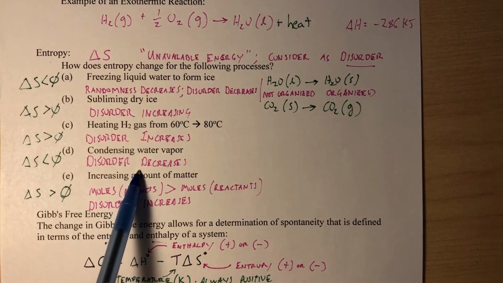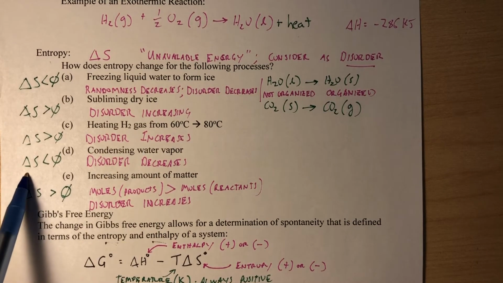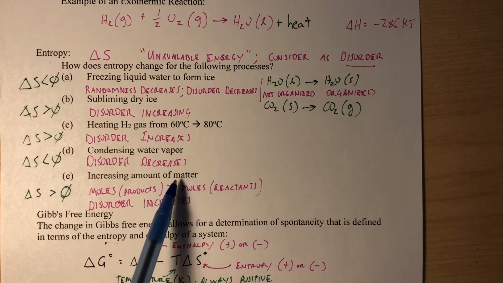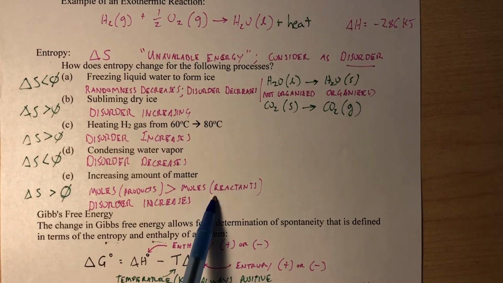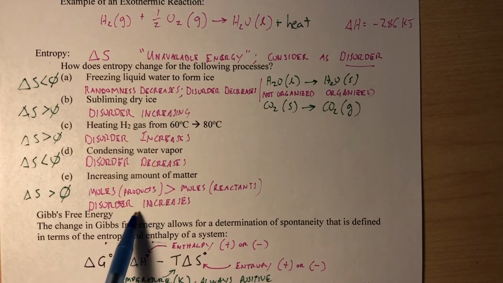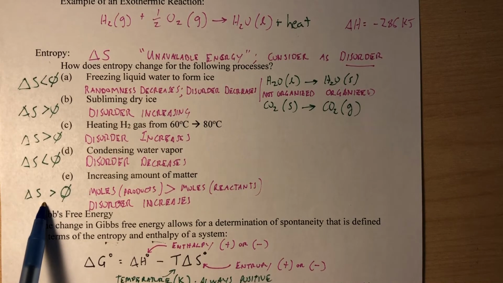If we were to condense water vapor, we're going from gaseous water down to liquid water. So we are creating something that's more ordered, so disorder is decreasing. So delta S is negative. And now for an important one. We're increasing the amount of matter. The moles of our products are greater than the moles of our reactants. This is a situation where we are simply reacting things to make more things. In that situation, disorder is increasing. If we have one reactant and we form 5 products as it decomposes, that's an increase in disorder. So delta S is greater than 0.